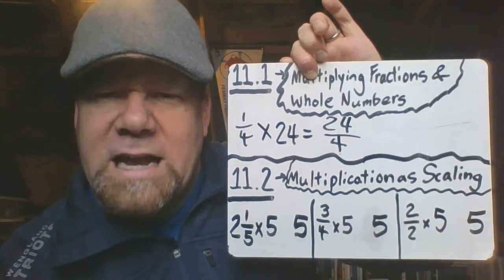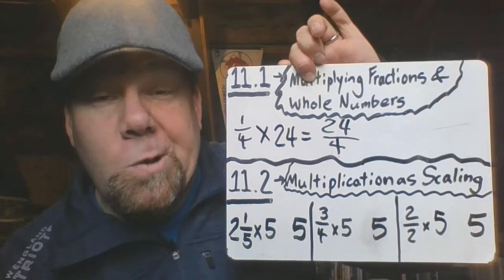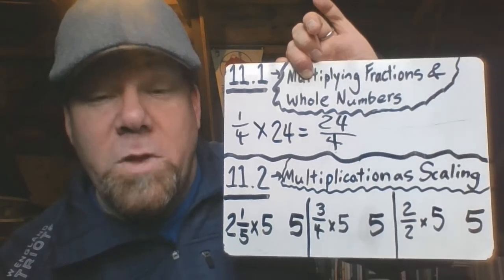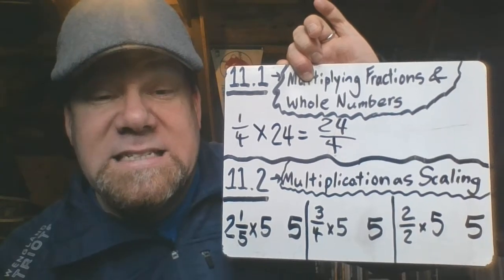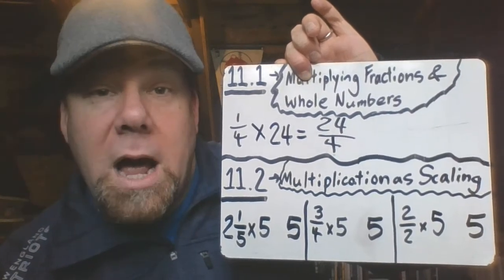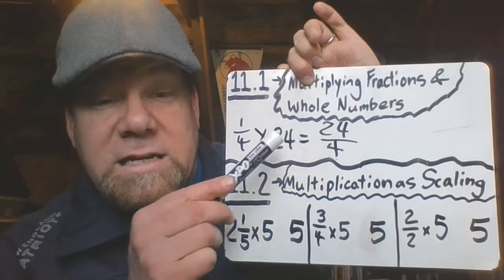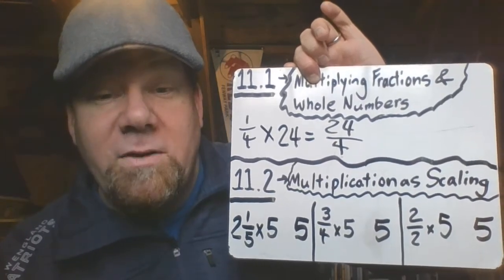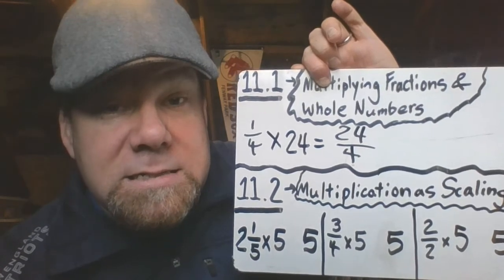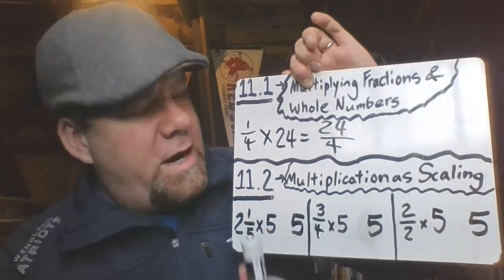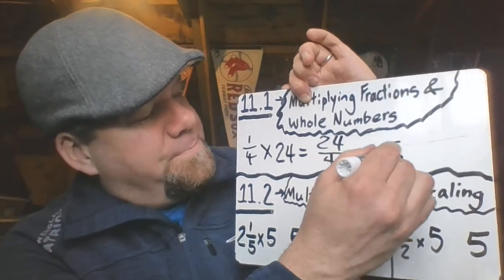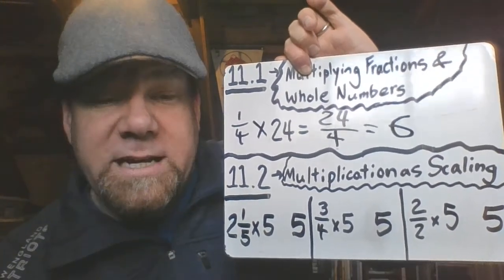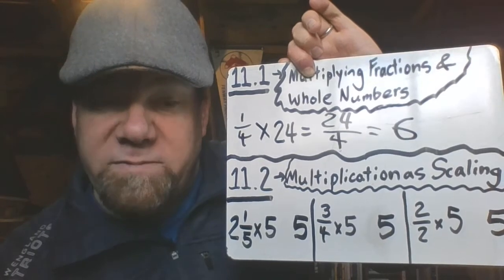Do you know how to find out how many? Let me tell you how. You ready to listen to this? All you need to do is take your numerator and divide it by your denominator. Take your 24 and divide it by 4. 24 divided by 4 is 6. That's right, 6. So guess what? 1/4 times 24 equals 6. It is the product of 6.